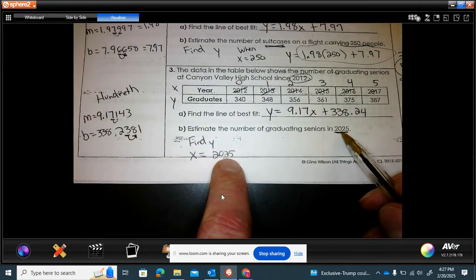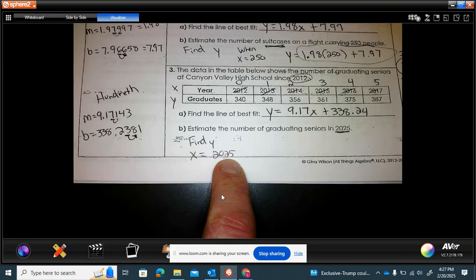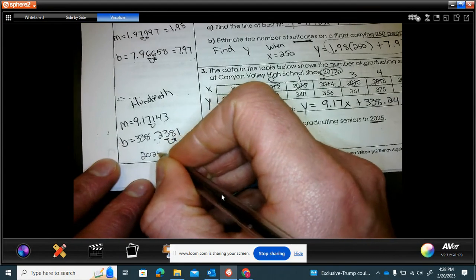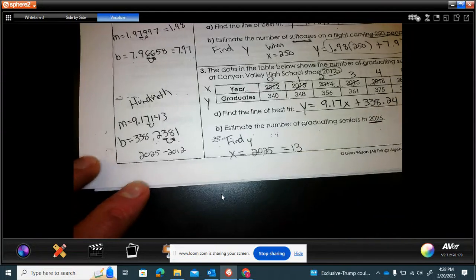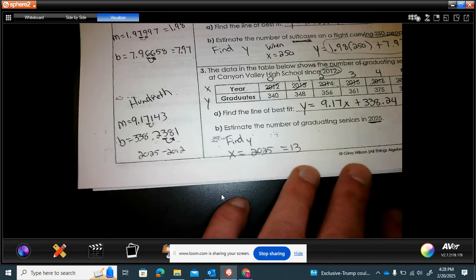But you don't actually plug in 2025. Instead, you plug in, well, how many years has it been since 2012? So you have to do 2025 minus 2012. That's what you plug in. So again, 2025 minus 2012, which is 13 years. And so you're actually plugging in 13 for X. 13 years after 2012, how many graduating seniors would there be?